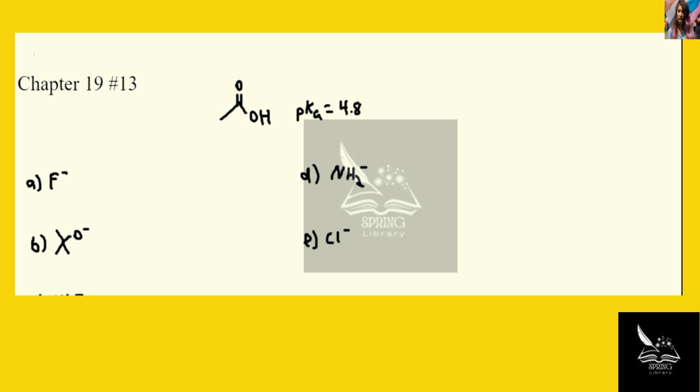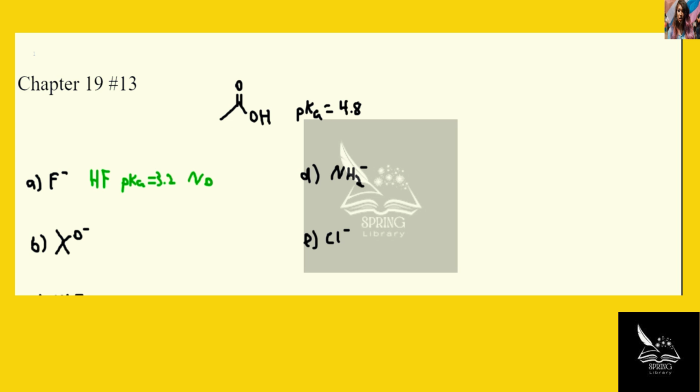So for A, we have fluoride ion. So the conjugate acid of the fluoride ion is going to be HF. HF is a very strong acid, and its pKa is, according to Appendix A, 3.2. So 3.2 is not higher than 4.8, and so no, the fluoride ion cannot deprotonate acetic acid.